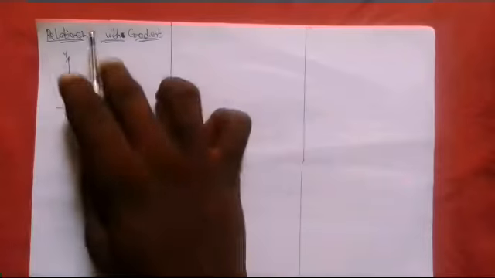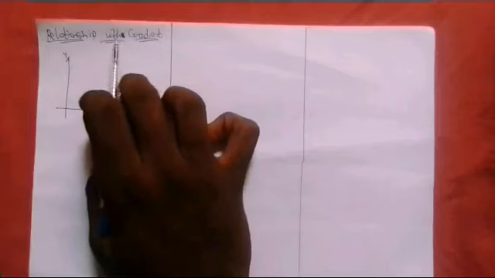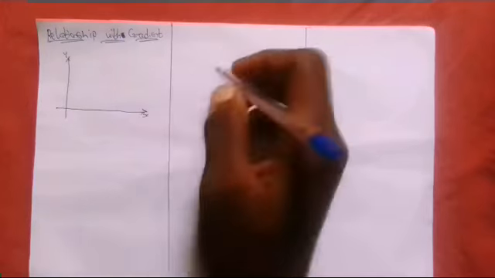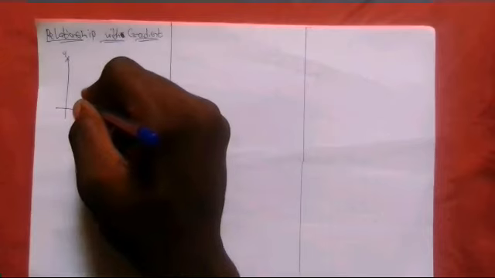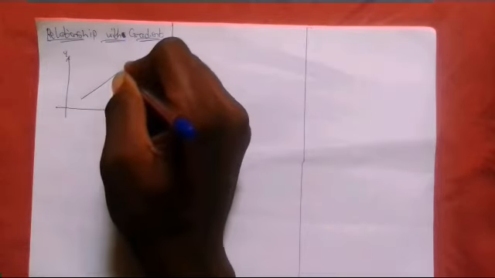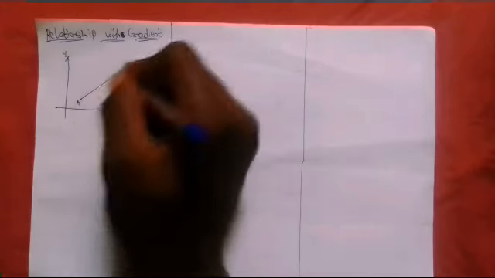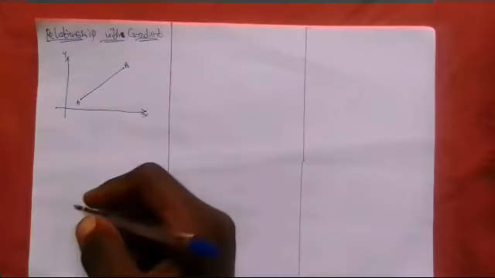Now we'll deal with the relationship of the straight line with the gradient. Now I said earlier that a line is the shortest distance between two points, a and b, for example.